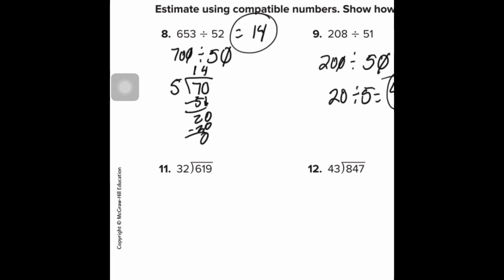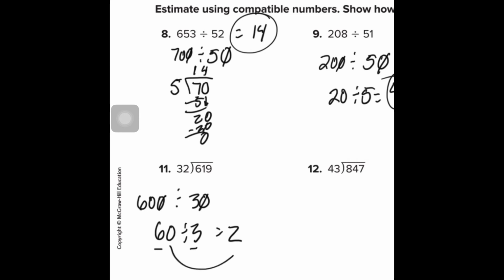Again, on number 11, they have it bracketed up, so we need to estimate the divisor first. 32 is closer to 30. So now we're going to find the dividend, something that's compatible with 30. I know that 6 is really compatible with 3, but we need to change it to 600. Can cross off a 0. Then we have 60 divided by 3, which works out because I know 6 divided by 3 equals 2, and then I bring the 0 over. My answer is going to be 20.